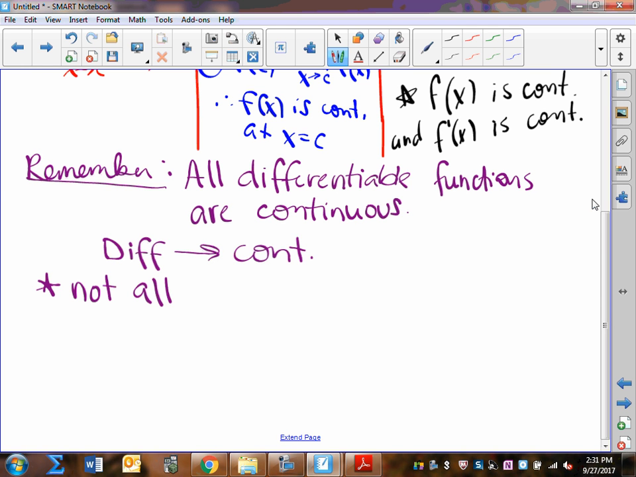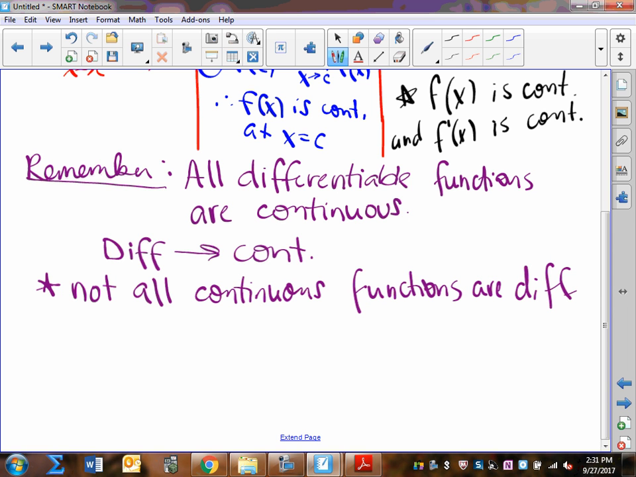All right. So not all continuous functions are differentiable. Okay, so we know differentiability implies continuity. You'll hear me say that over and over and over again. Differentiability implies continuity, but doesn't necessarily go the other way around.